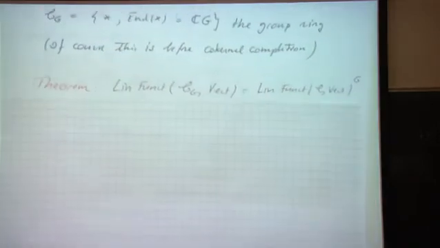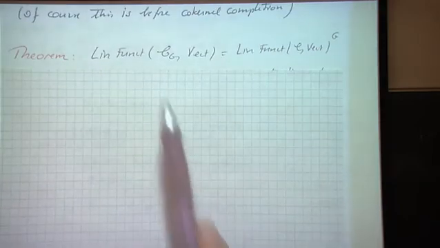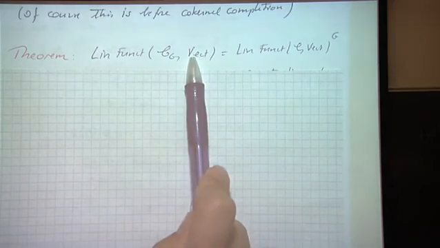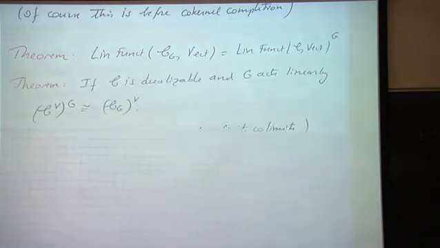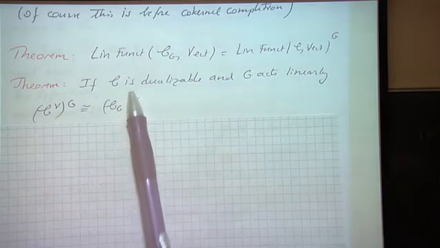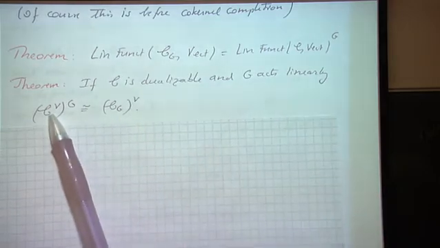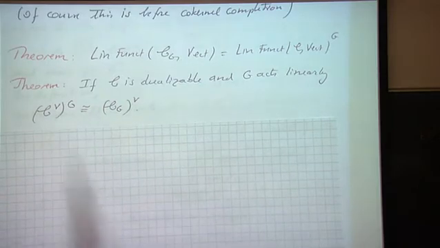I jumped ahead because I wanted to make some easier results first. So first is that the dual of the co-invariants is the invariant part of the dual, and that can be checked from the definition too or from the characterization. The second, a bit less obvious perhaps, is that if C is dualizable and G acts linearly, then the invariant part of the dual is a dual of the co-invariant.